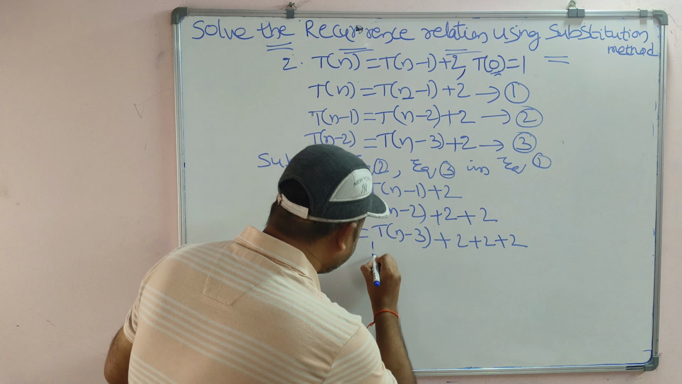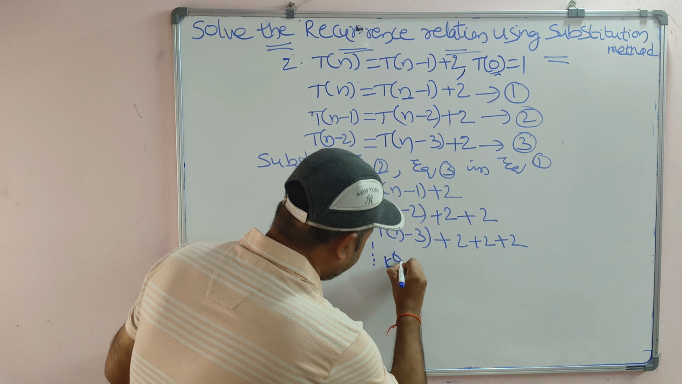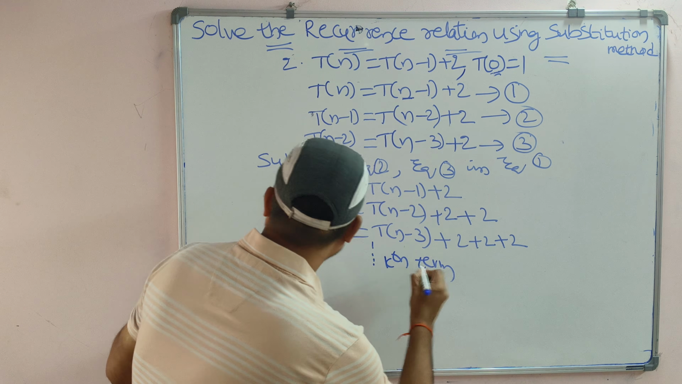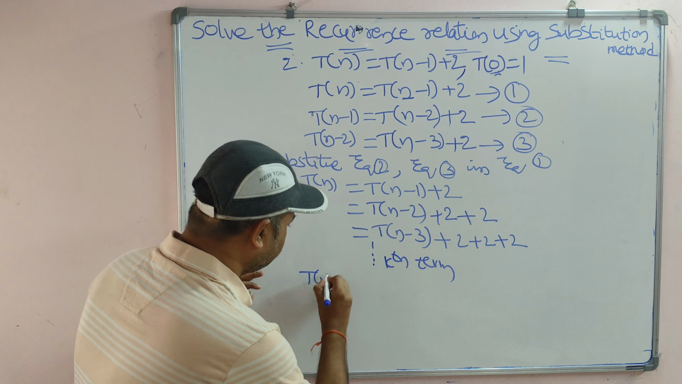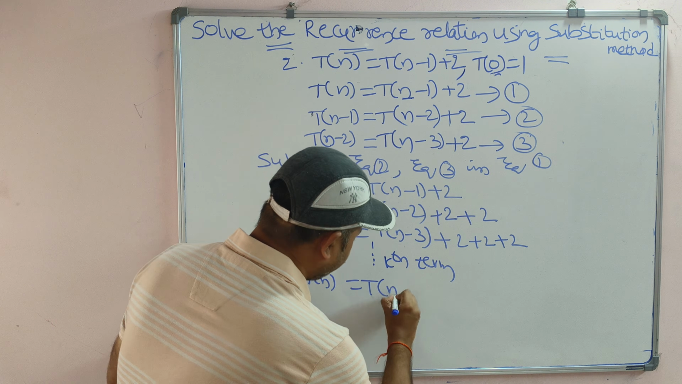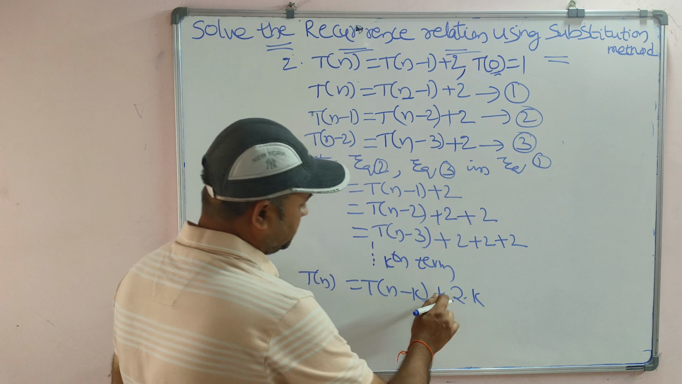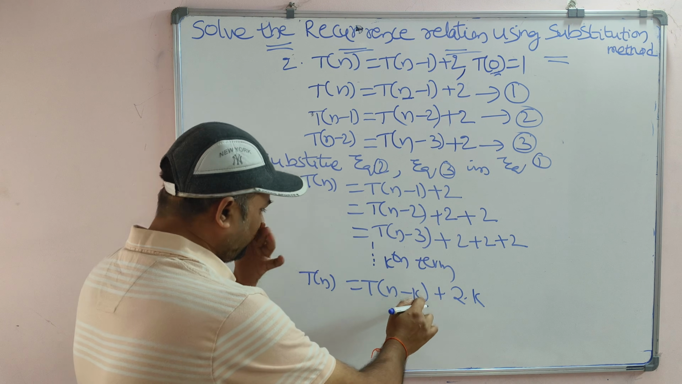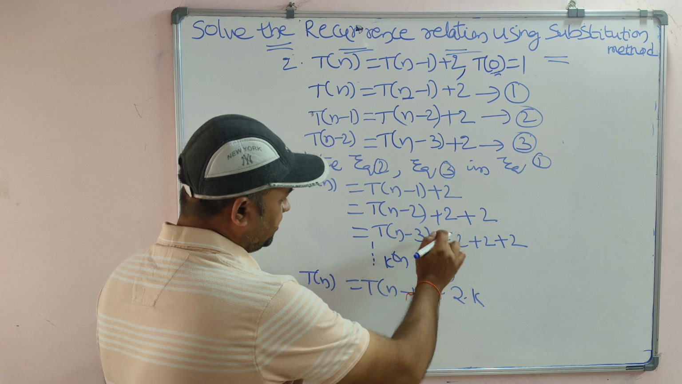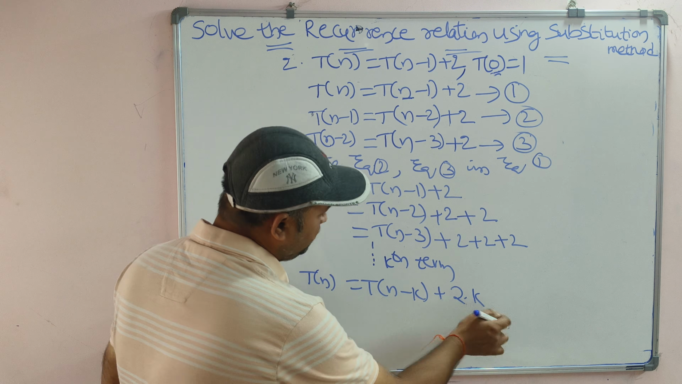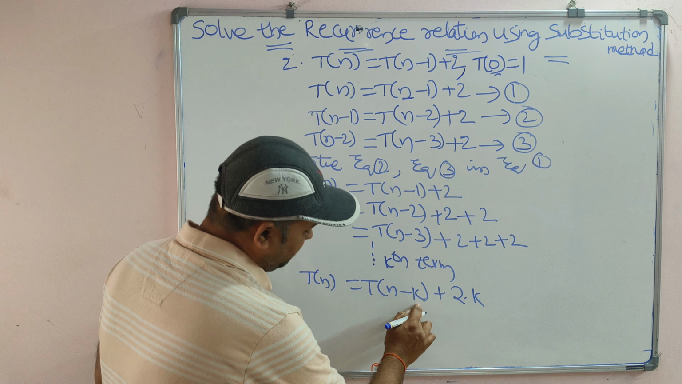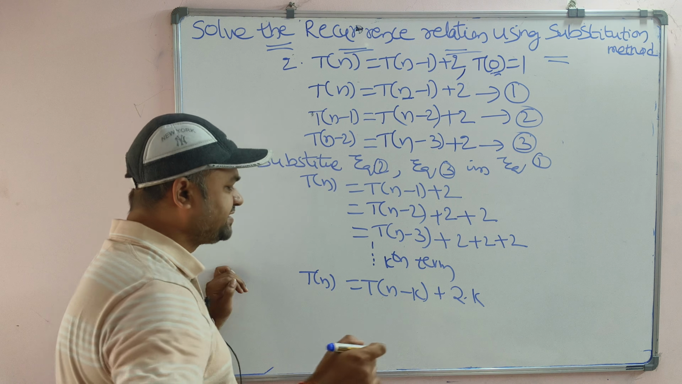So what is the kth term here? Kth term is t of n equal to t of n minus k plus, every time we have to multiply 2 with k. So first t of n minus 1, 2 into 1, 2. Next t of n minus 2, 2 into 2, 4. Next t of n minus 3, 2 into 3 means 6.